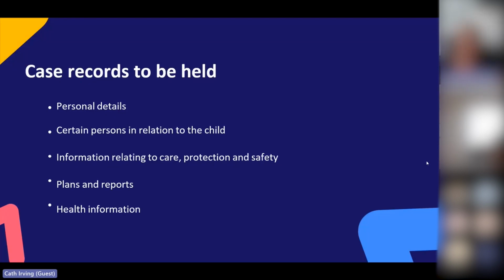And we'll be holding health information as well. So health information will include their GP details, records of any accidents or injuries that have happened to them when they've been living within your accommodation, any immunisations, any allergies, any relevant health information or medical information that you hold, developmental tests, could be dental, medical needs, and any medication information, including those that are being self-administered.